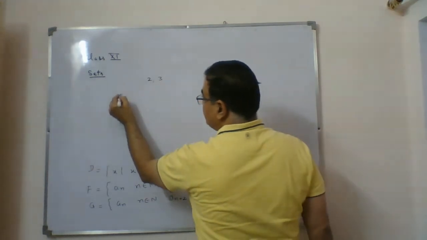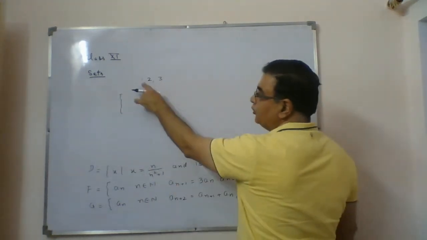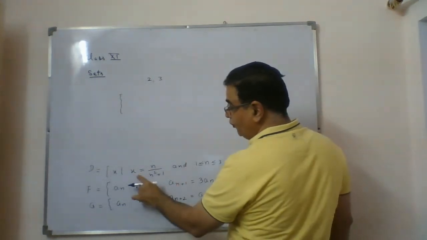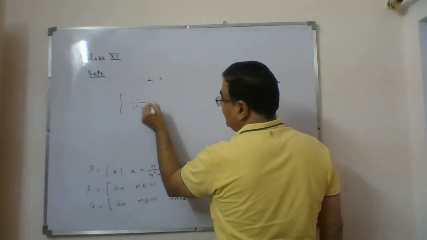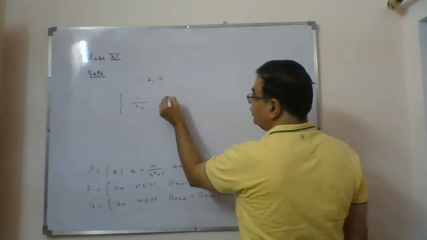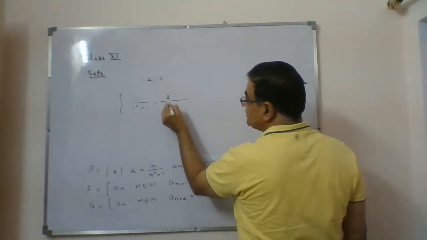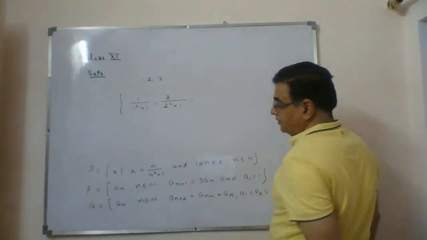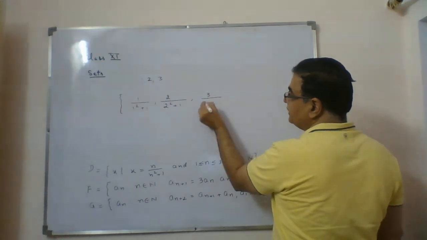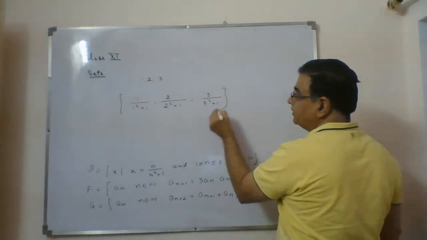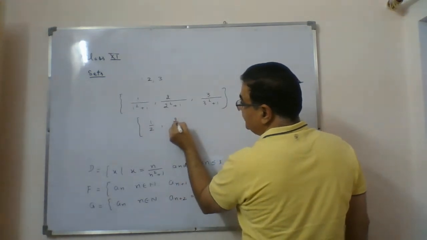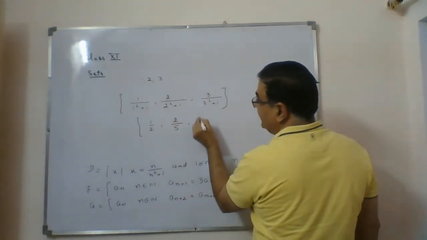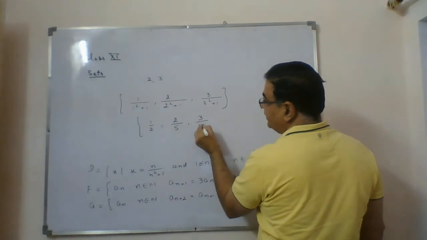So what will be the first x? x we will put as 1. When you put 1 here, it will be 1 by 1 square plus 1. Then we'll put 2, then it will be 2 by 2 square plus 1. Then we go for 3, 3 by 3 square plus 1. Now when you solve it, it will come 1 by 2, then 2 by 5 and then 3 by 10.